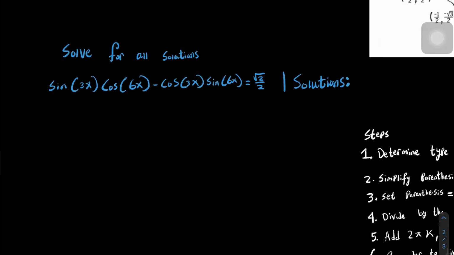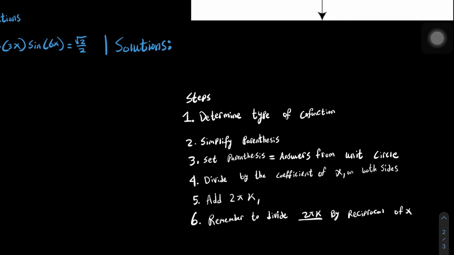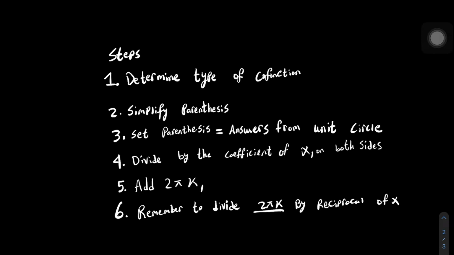In this last question, we have to solve for all solutions. This is a much different approach of dealing with cofunctions. So here are the steps for this problem. Step 1 is to determine the type of cofunction. Step 2 is to simplify the parentheses. Step 3 is to set the parentheses equal to the answers from the unit circle. Step 4 is to divide by the coefficient of x on both sides. Step 5 is to add 2 pi k. And step 6 is to divide 2 pi k by the reciprocal of x.